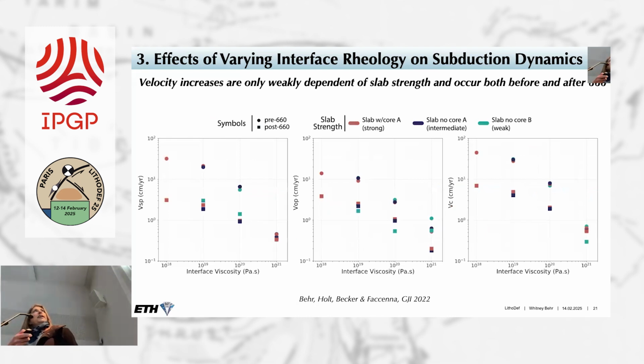And here's an example just showing all the data where we also varied slab strength, and just to make the point that it doesn't really influence the velocities very much. But you can see for all of these velocity metrics, both before the 660, you have a kind of linear increase with decreasing interface viscosity, and after the 660.